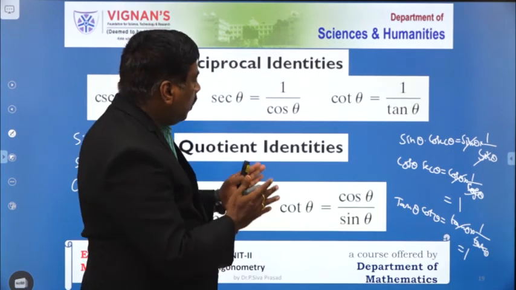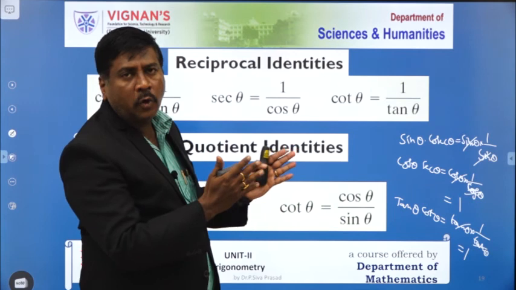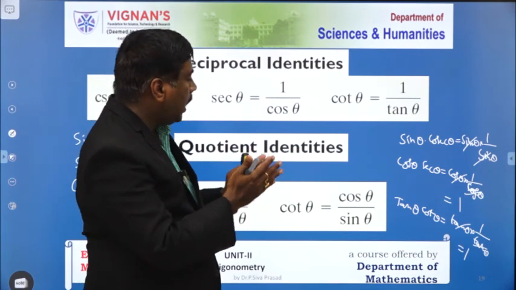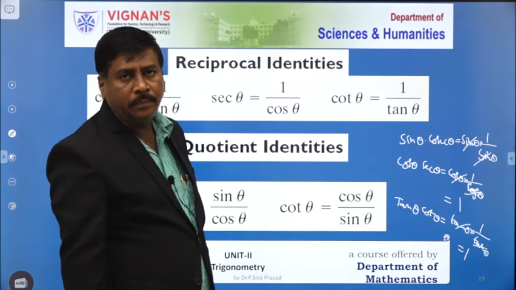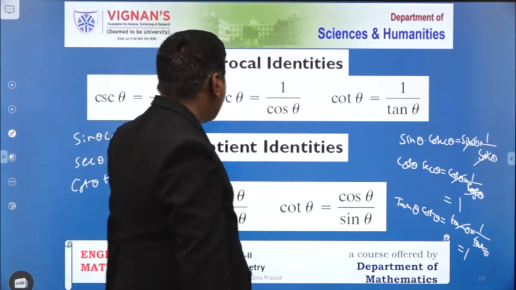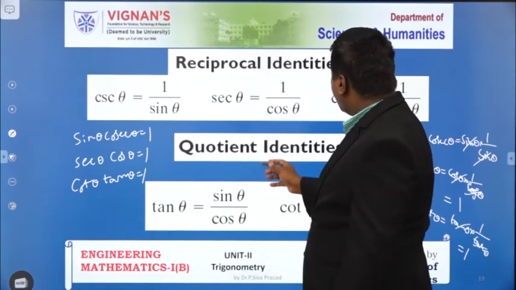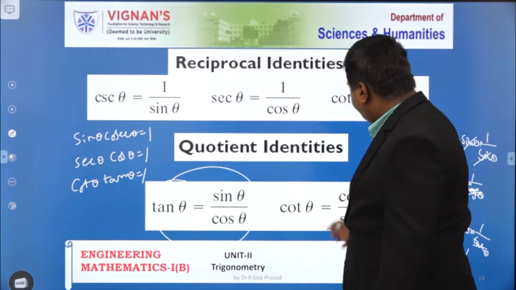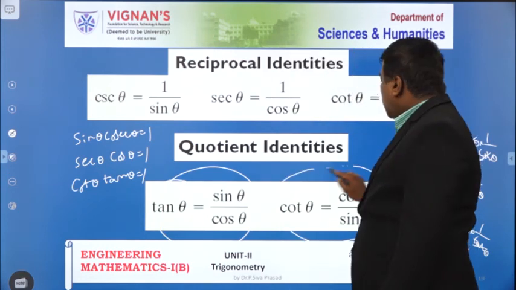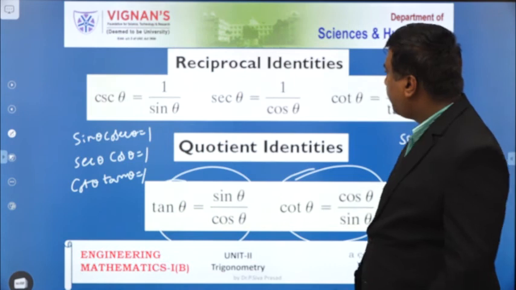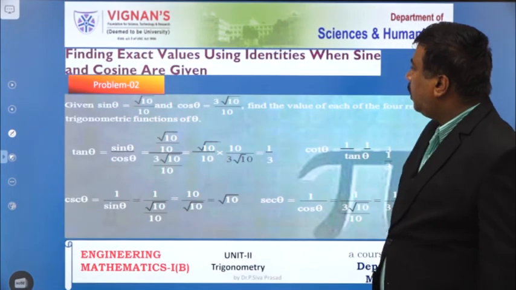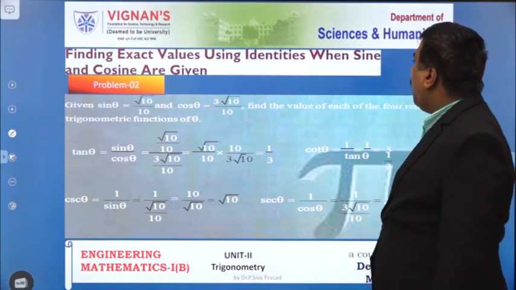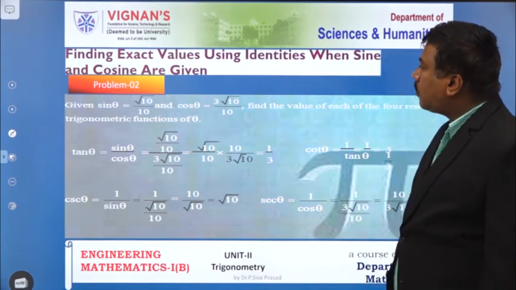That means sin and cosecant are reciprocals of each other, cos and secant are reciprocals of each other, and tan and cot are reciprocals of each other. Okay. Therefore, these are called the quotient identities. Here tan theta is equal to sin theta by cos theta and cot theta is equal to cos theta by sin theta.